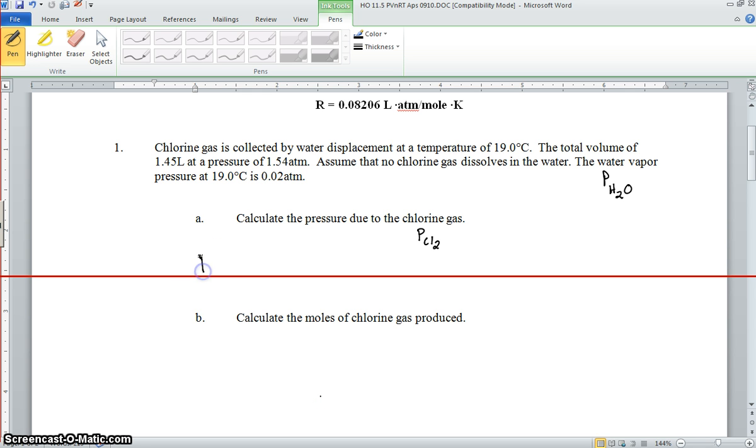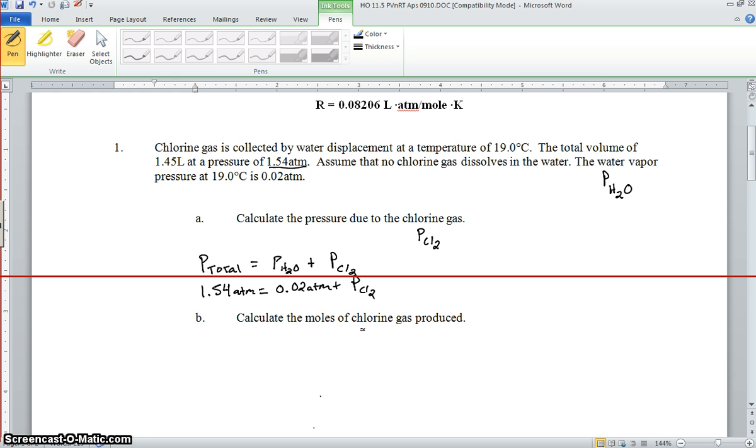If you remember, the total pressure, P total, must equal the pressure of the water plus the pressure from the chlorine gas. These two added together must give us the total pressure. They told us that the total pressure was 1.54 atmospheres. The pressure from the water at that temperature was 0.02 atmospheres. And they want us to figure out the pressure from just the chlorine.